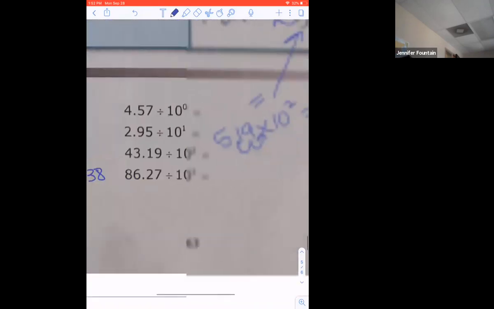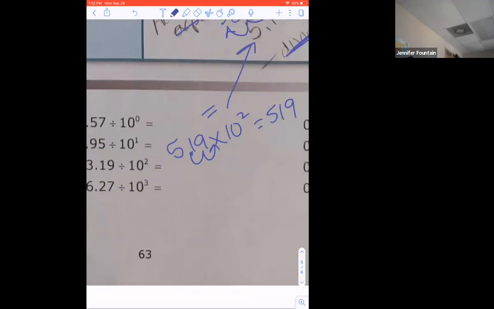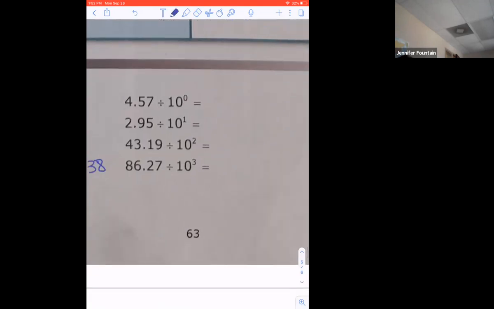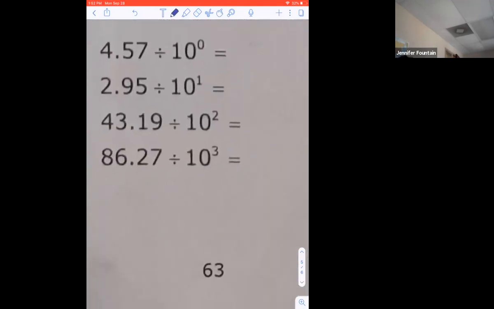I'm going to erase this so we can... Okay, go ahead and work that middle column. And then we'll check them.